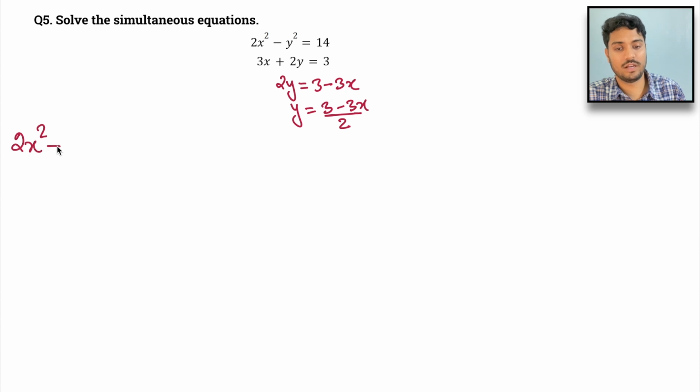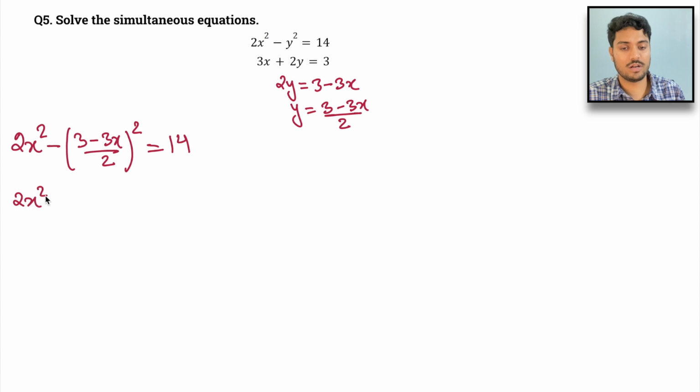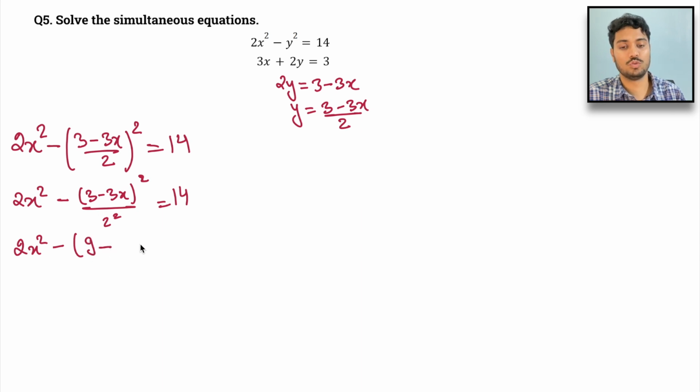So 2x square minus y square, that is (3 minus 3x by 2) the whole square, equals 14. First things first, let's write down 2x square minus (3 minus 3x) the square divided by 2 square separately, which equals 14. So this can be written as 2x square minus the square of the numerator. We have a square, which is 3 square, that is 9, minus 2ab. So 3 into 3, 9, into 2, 18, so 18x, plus minus 3x square, which is 9x square, whole divided by 2 square, that is 4, minus 14 equals 0.